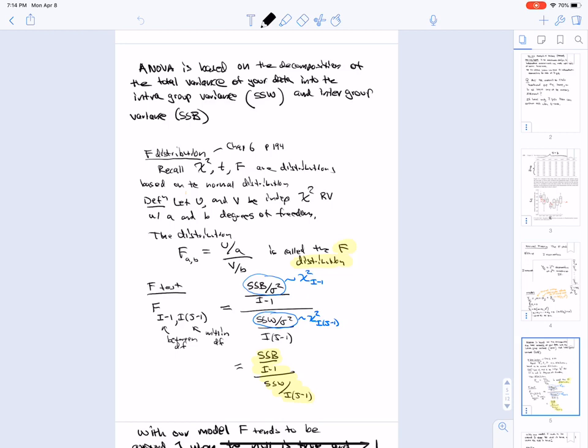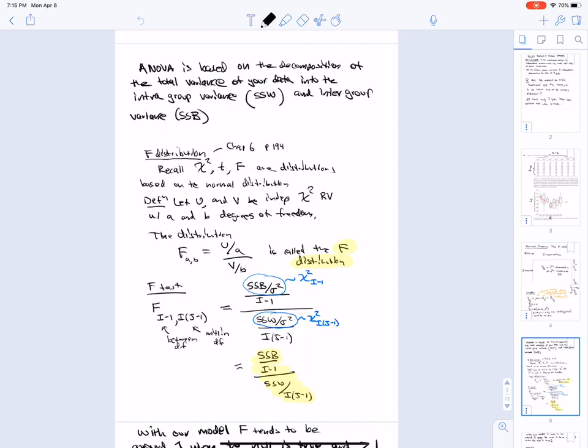For us, the chi-squares that we're going to look at are SSB over sigma squared, which is going to be a chi-squared with I minus 1 degrees of freedom, so I divide it by I minus 1. And SSW over sigma squared is going to be a chi-squared with I times j minus 1 degrees of freedom. So this is how we're going to use SSB and SSW here.